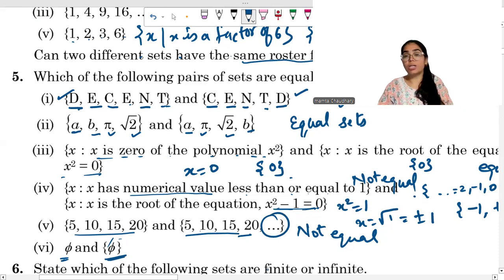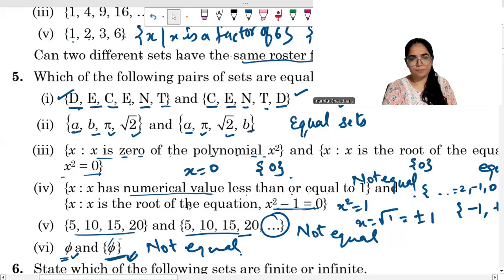So these two are not equal because here we have a set with one element. This is called a singleton set. Here, phi means no value, so phi denotes the null set. And here with one element, it denotes a singleton set. They are not equal.